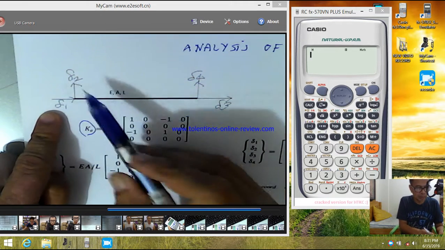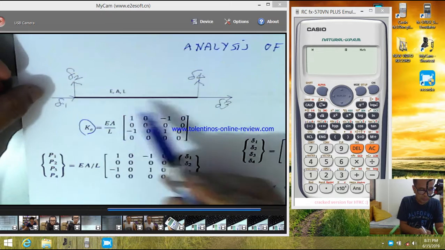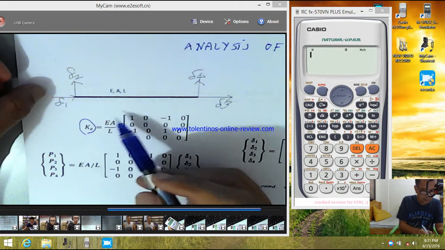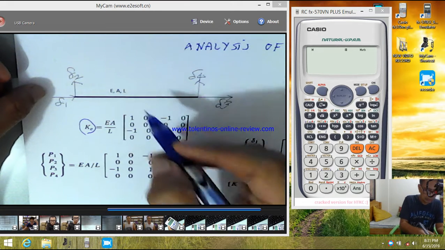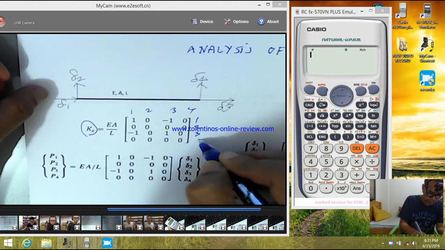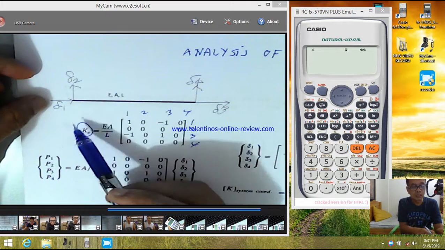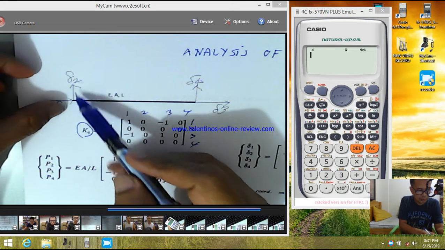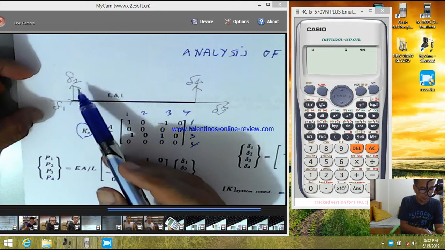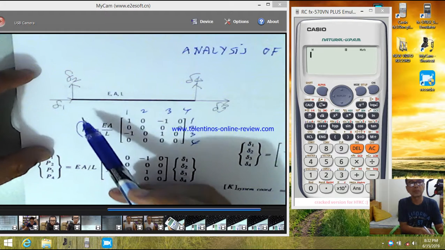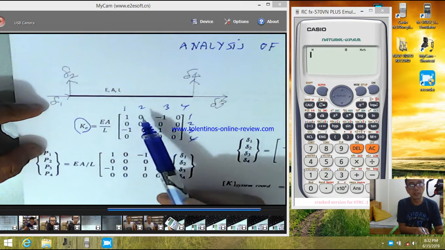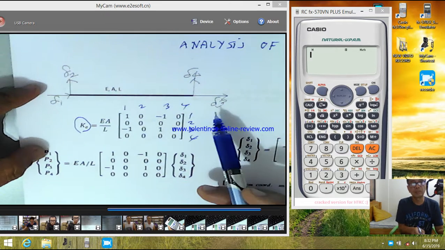So walang vertical. Now, kapag horizontal siya, like this one, yung k element mo is EA over L. Alright, this is 1, 2, 3, 4, 1, 2, 3, 4. Notice na walang delta 2 at saka walang delta 4 actually kasi horizontal lang to. So walang deformation along the vertical. So ang meron lang deformation is along the horizontal. Okay, ang tawag dito is local displacements.